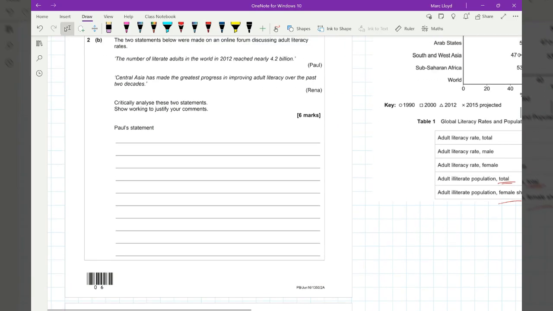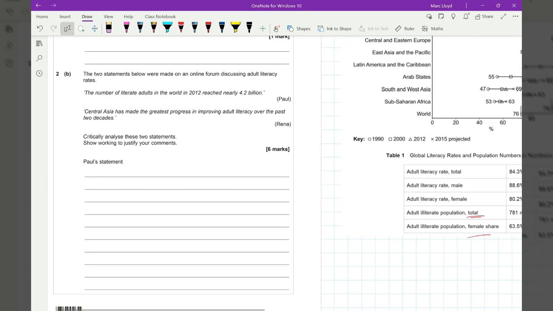Right, question 2b. 2 statements below were made on an online forum discussing adult literacy rates. Critically analyze these 2 statements. So for this one, there's 4 marks here and there's 2 marks here. You'd think it's a 3-3 split, but having checked the mark scheme, this is 4 and 2. So for Paul, he says the number of illiterate adults in the world in 2012 reached nearly 4.2 billion.